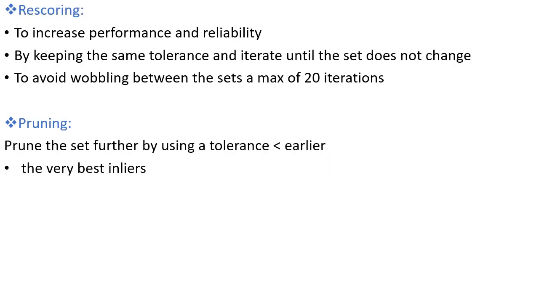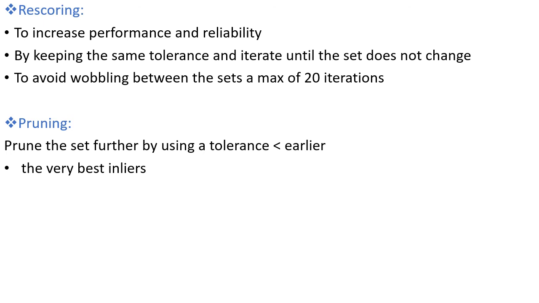The next one is rescoring. Rescoring is to increase the reliability of the model. By keeping the same tolerance, we iterate the rescoring again and again until the set does not change. But in the process, sometimes the set will wobble between 2 sets. To avoid such cases, the number of iterations is limited to 20.